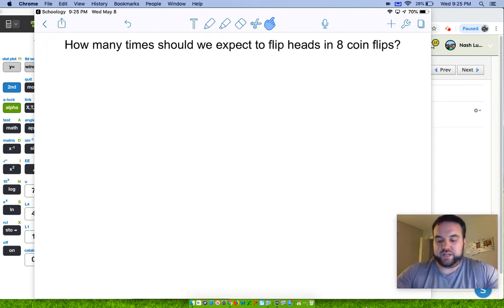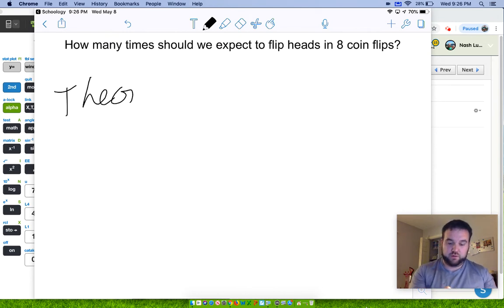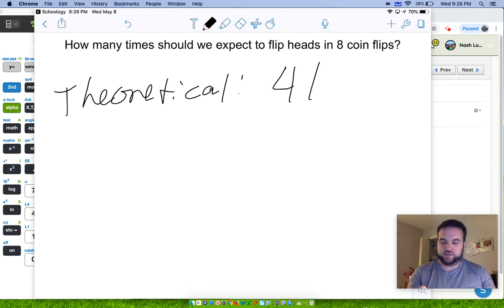How many times should we expect to flip heads if I flip a coin 8 times? Now, a fair coin is considered 50-50, right? Half heads, half tails. You have an equal shot of those two things happening, assuming it's not weighted or anything crazy. So how many times should we expect to flip heads in 8 coin flips? It should be, theoretically, 4 heads and 4 tails.